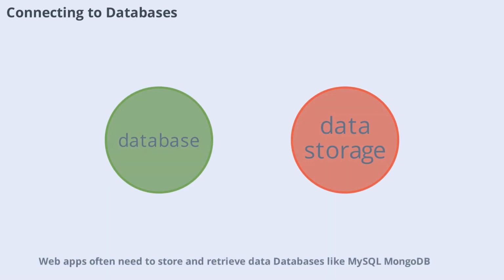Web apps often need to store and retrieve data. Databases like MySQL, MongoDB, or Firebase make this possible. You'll need to design your database structure, connect it to your app, and write code to handle data securely. Understanding databases is key for building dynamic, data-driven web apps.